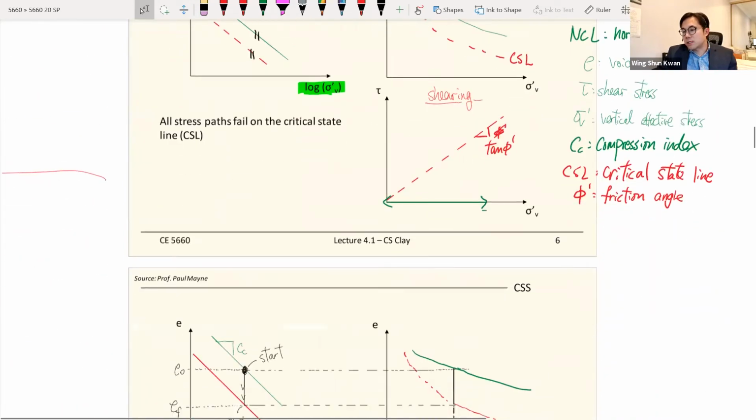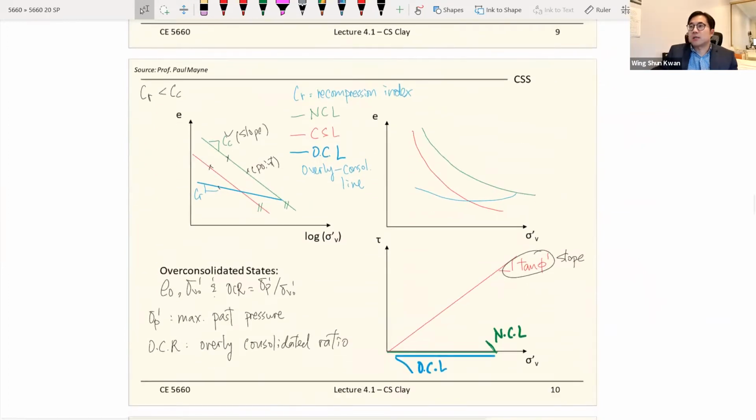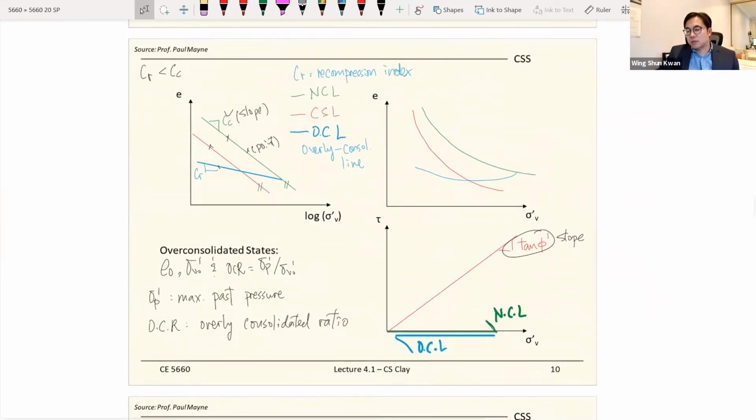normally consolidated line. So the NCL or the OCL. Now if you have a rebound going on, then it will be the overconsolidated line. So that will be the starting point based on the stress history, either the green or the blue line here on this slide. And where it ends is always stop at the critical state line.